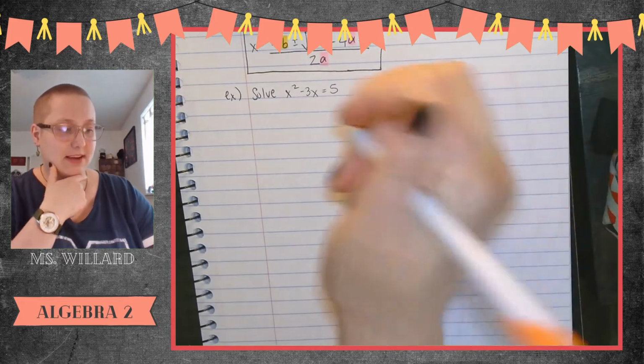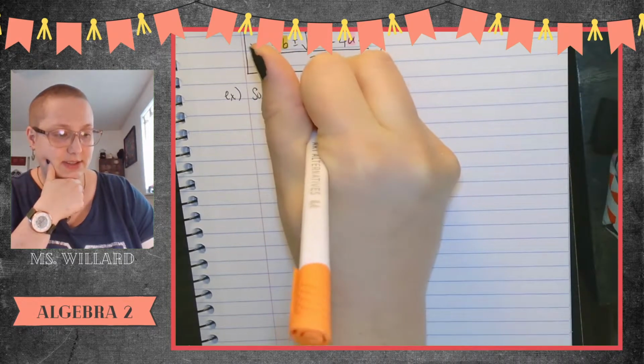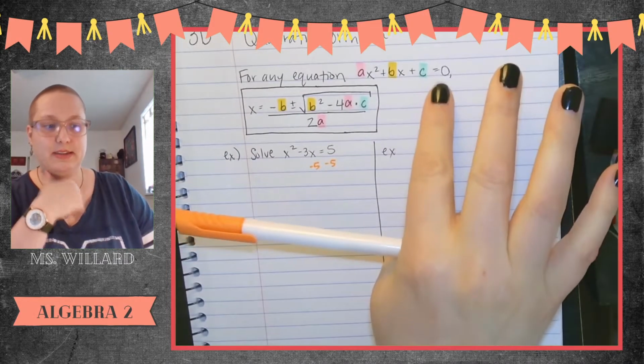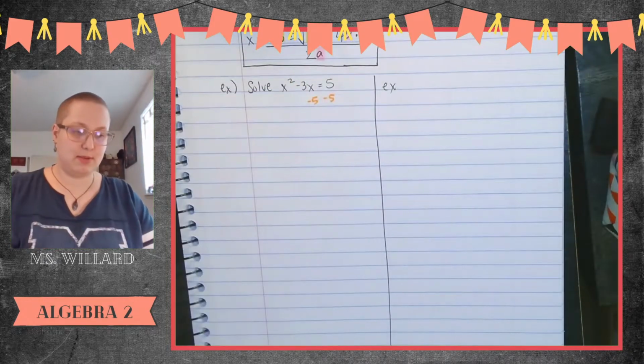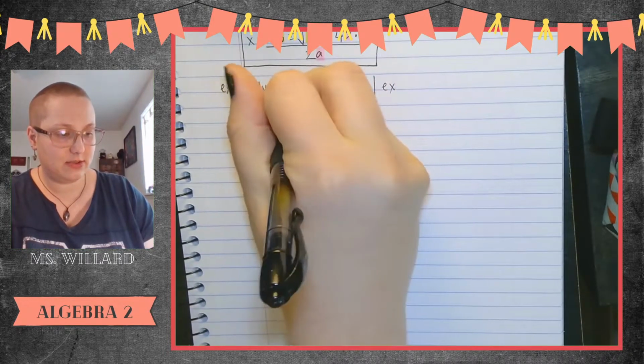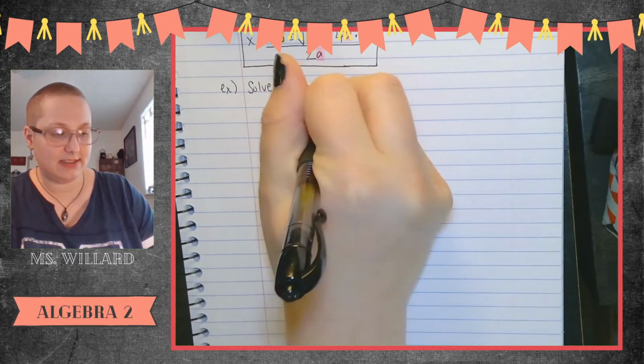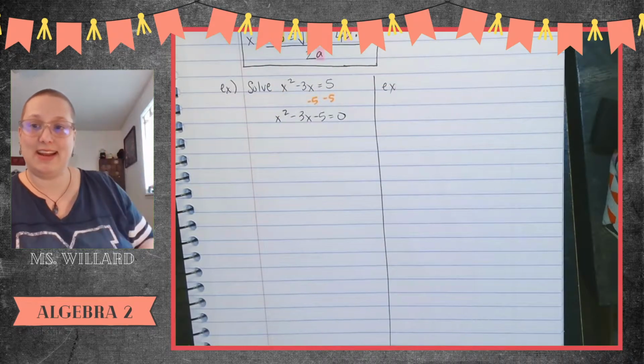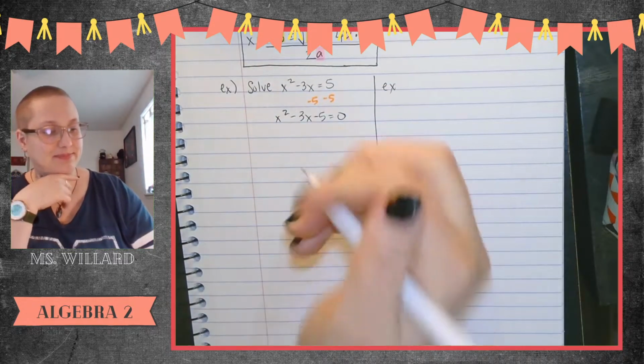I'm going to move this 5 over here because I need it to equal 0. That's what the original equation says. So if I move the 5 over, I get x squared minus 3x minus 5 equals 0. And then I can identify my a, b, and c.